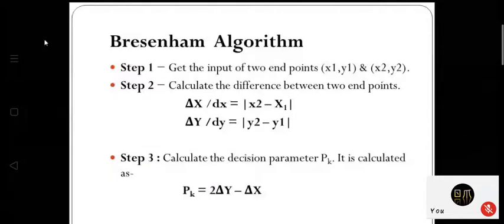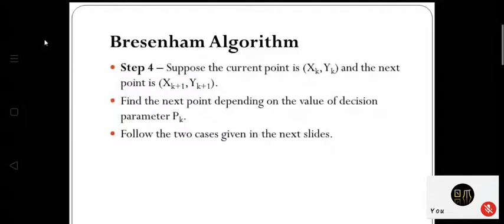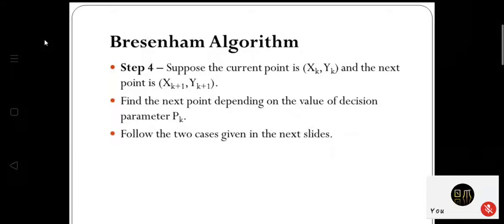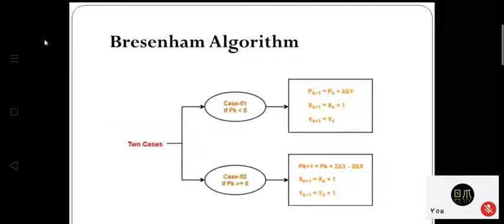Based on that decision parameter, in step 4 you have to compute the next point. The starting point is already given to you and you compute the decision parameter. So step 4 is to compute the next x and y coordinates. These are the two cases which were already explained to you. At step 4, you check the decision parameter, and based on that, you compute the next decision parameter and x and y values.